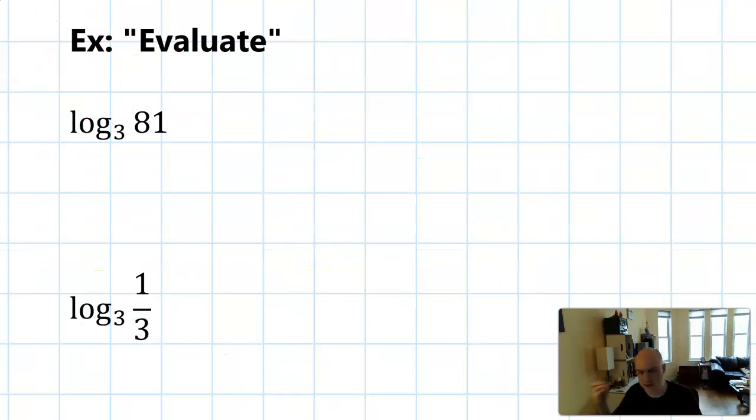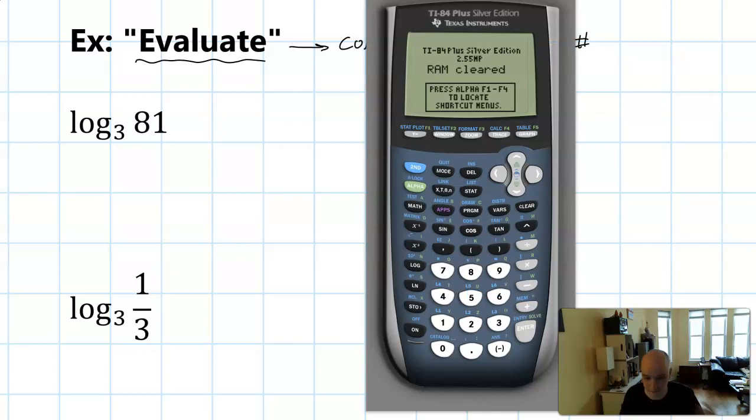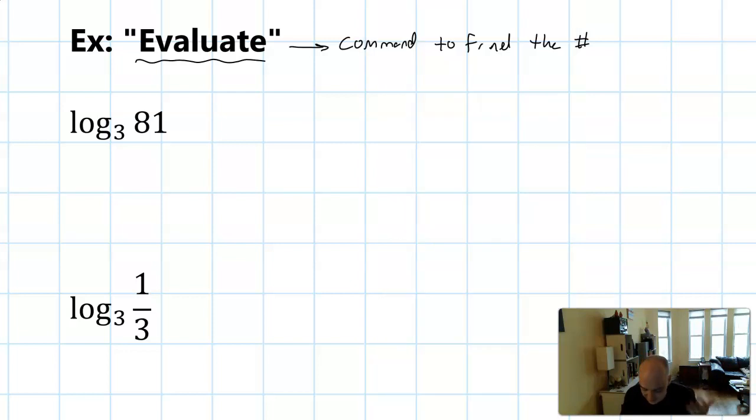One of the things you might get asked to do in a logarithm problem is evaluate something. And often people get confused because there's no equal sign here. They say, what is this equal to? What am I supposed to do? Well, when you see the word evaluate, that is basically a command to you, the reader or listener, to find the number that this is equal to. You're pretending that you're a calculator, right? I have a calculator that I could type in log base 3 of 81. I'm not going to do it because that would spoil the surprise. But this is basically a calculator command.